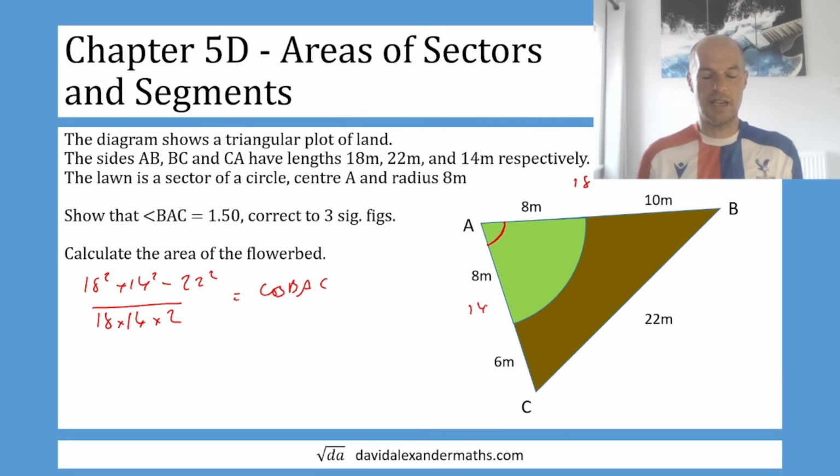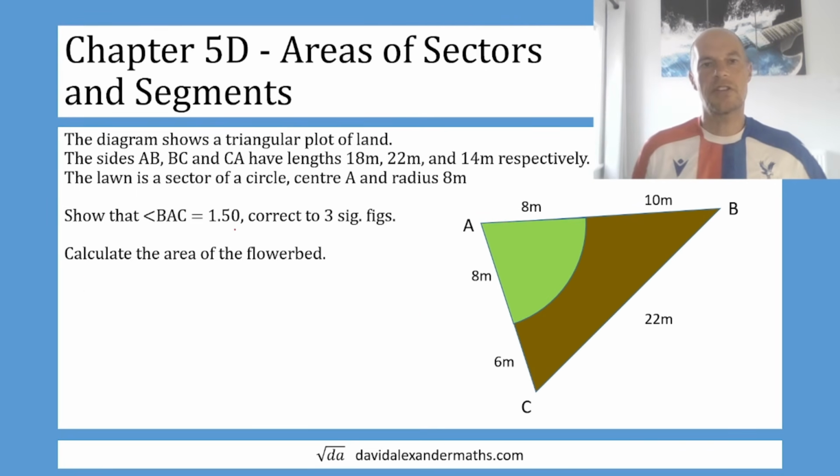So the cos of BAC is 1 over, let me just write that down, 1 over 14. Therefore BAC is the inverse cos of that. So shift cos my answer. I'm getting 1.499, which is 1.50 to 3 significant figures. There we go. That is the first part done.